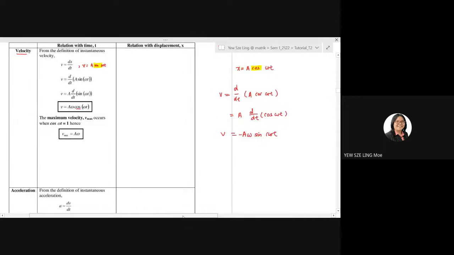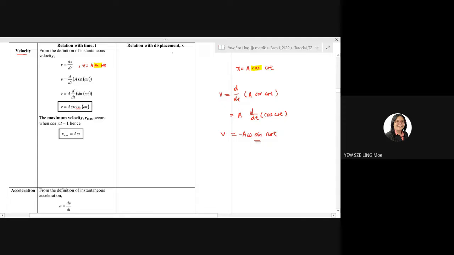So okay, we are done with differentiations. Just have to be extra careful. If you have sine, then v is in terms of cos. If you have x in terms of cos, then your v would be in terms of negative sine. Okay, now let's go back to the derivations.